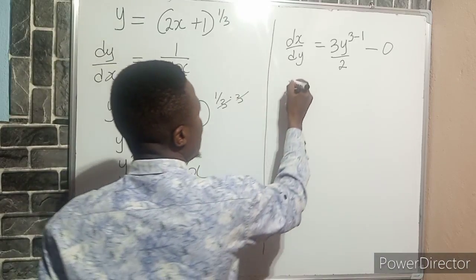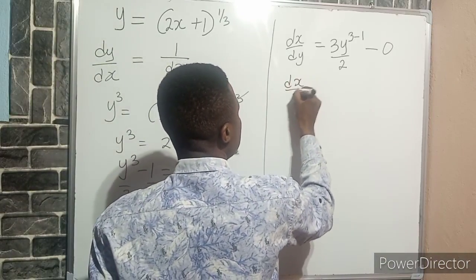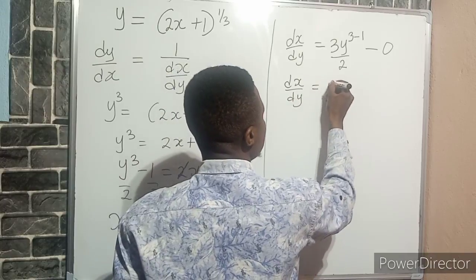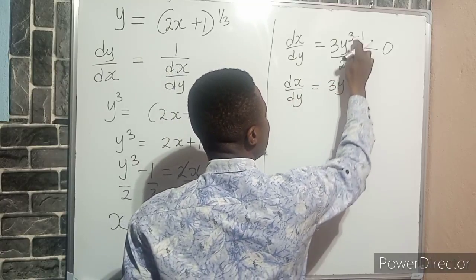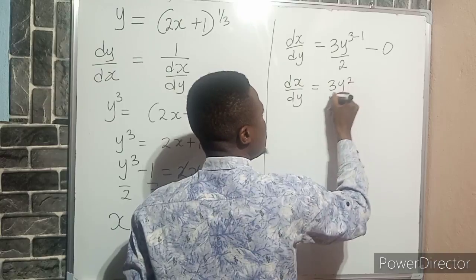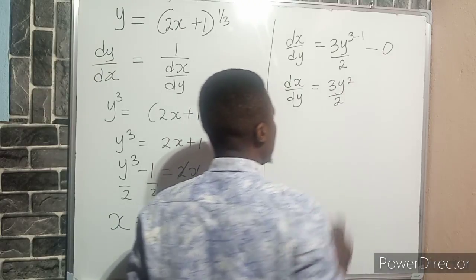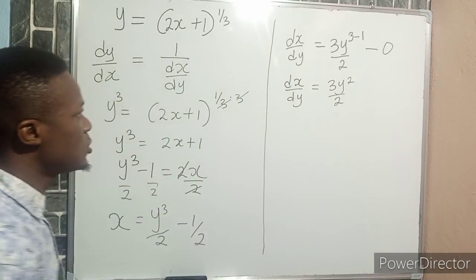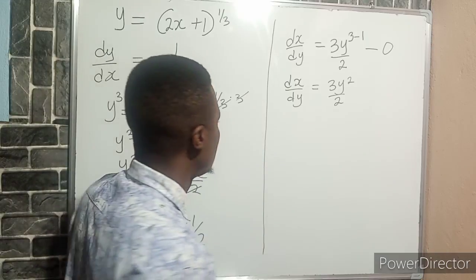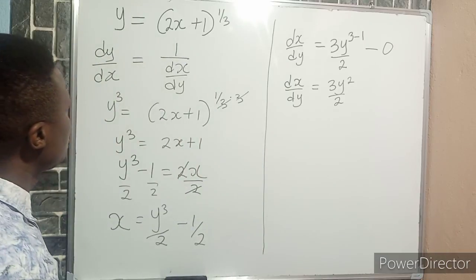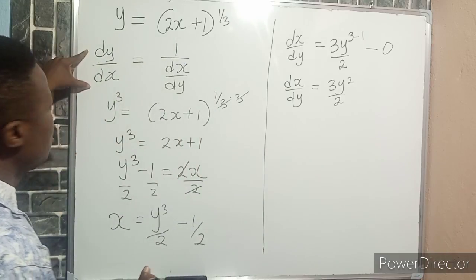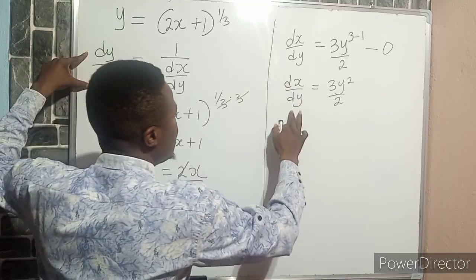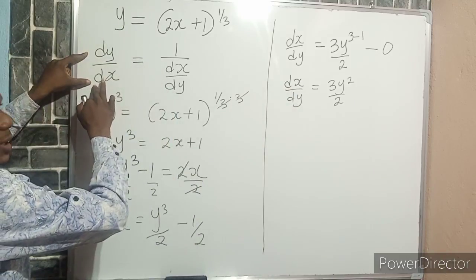So from this, you shall have that dx over dy is the same thing as 3y. 3 minus 1 is 2, all over 2, because 0 is nothing. dx over dy is 3y squared all over 2. Then after that, you should know that dy over dx, because we are not looking for dx over dy, we are looking for dy over dx.